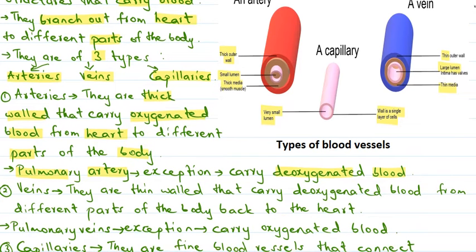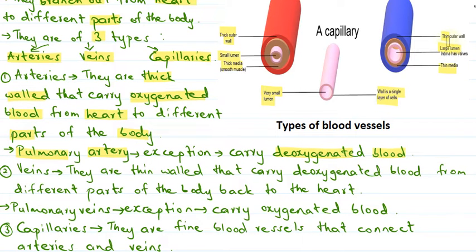Then we talked about veins. We saw in the diagram as well that they have a thin outer wall, so they have thin walls and they carry deoxygenated blood, which can also be called impure blood, that is rich in carbon dioxide, and this blood is carried from different parts of the body back to the heart. But here as well there is an exception, and the exception is pulmonary veins, because they carry oxygenated blood, which means the blood that is rich in oxygen is being carried by pulmonary veins, whereas all other veins carry deoxygenated blood.